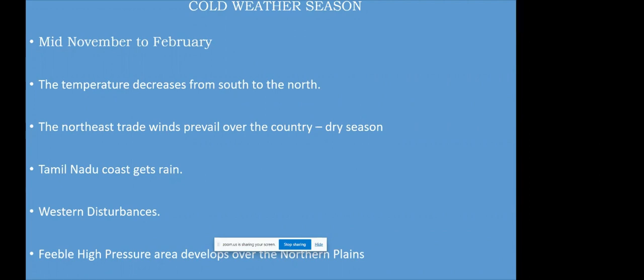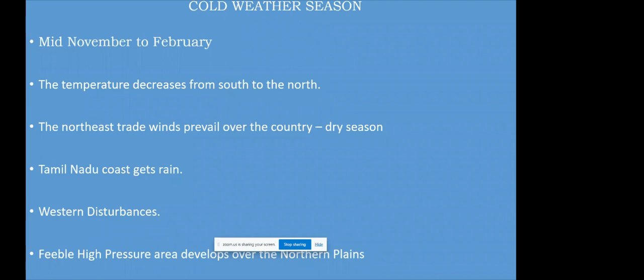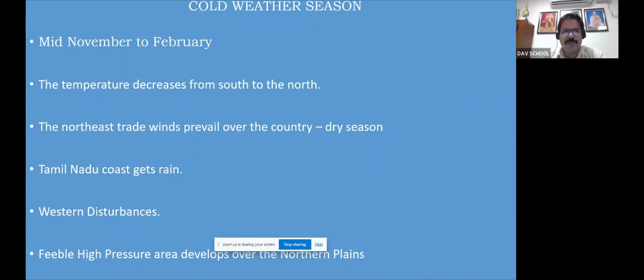December to February. So January, February, and half of November. I mean, December, January, February, and half of November. And January is the coldest month in our country. The lowest temperature in most parts of our country we experience in the month of January. So mid-November to February, we have the cold weather season.